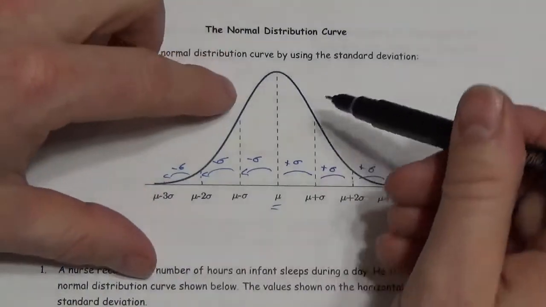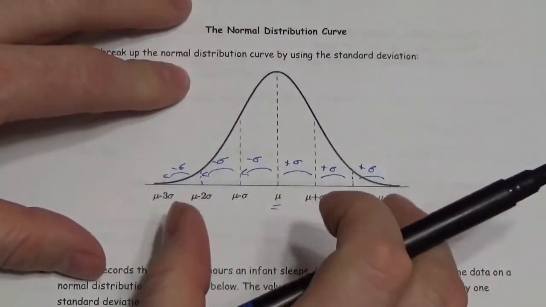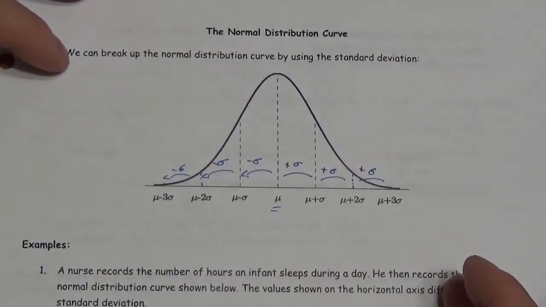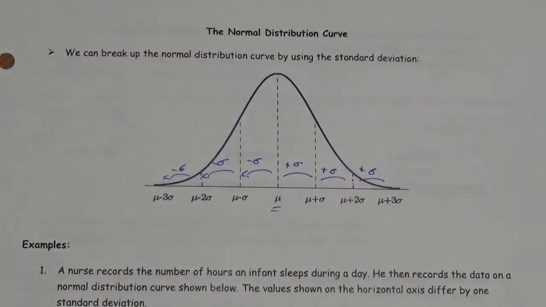And we have found that when you do that, it breaks up the curve into some very predictable percentages. Okay? And we'll take a look at that in a little bit more detail later on here. But before we get that, we want to kind of work with this idea a little bit more. So we're going to take a look at some examples here.